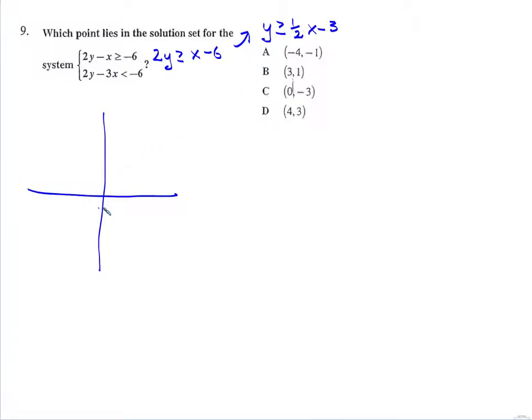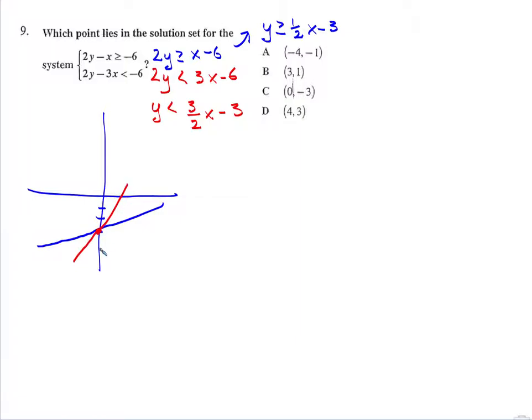1/2 x minus 3, I'm going to come down 3, and 1/2 x is going to be a slope that looks roughly like this. All right, let's do our second equation. Doing the same thing, I'm going to add the 3x over. I'm going to get 2y is less than 3x minus 6. Divide everything by 2, and I get y is less than 3/2 x minus 3. So again, at minus 3, so I have this y-intercept, and I need to come up with a slope of 3/2. So it's almost 2, but not quite, so it looks like that.